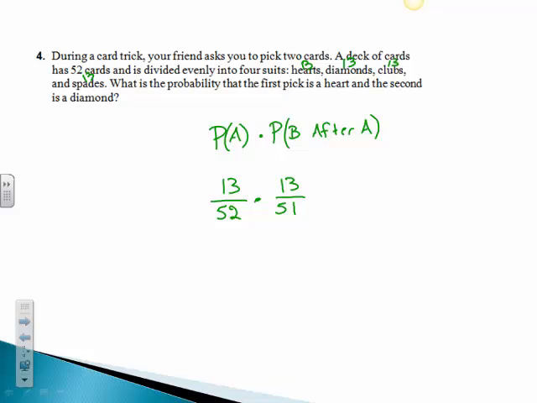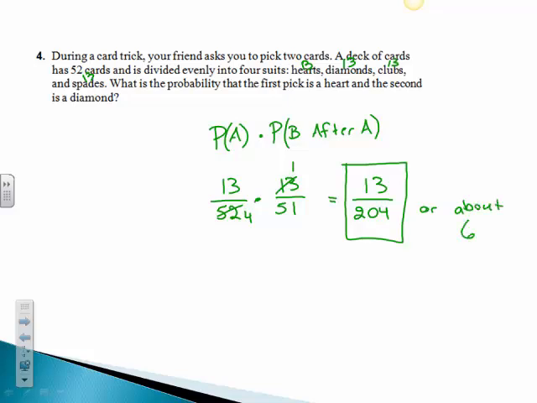Alright? Now all I have to do is multiply that. I can simplify diagonally. 13 goes into 52 4 times. So now my probability is 13 out of 204. So the probability is 1/204... or about 6.4%. Okay? All right, that's all for today's lesson.